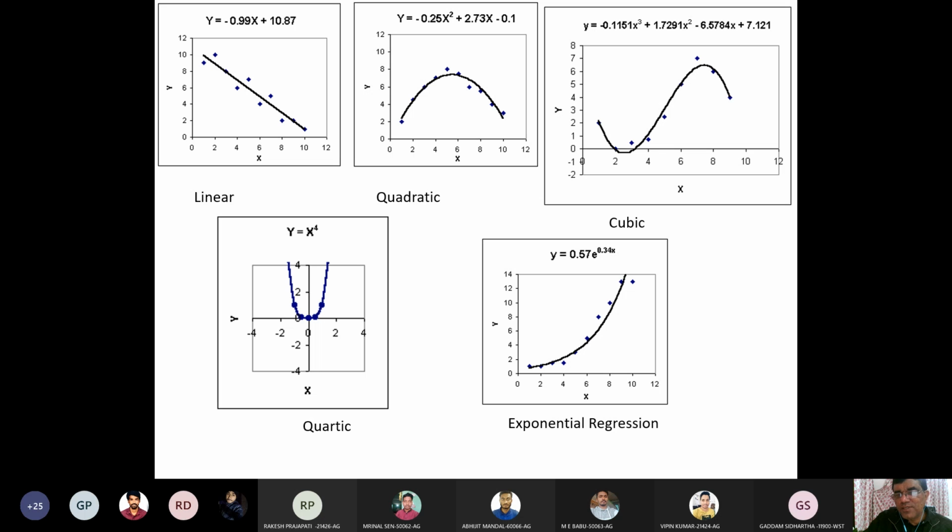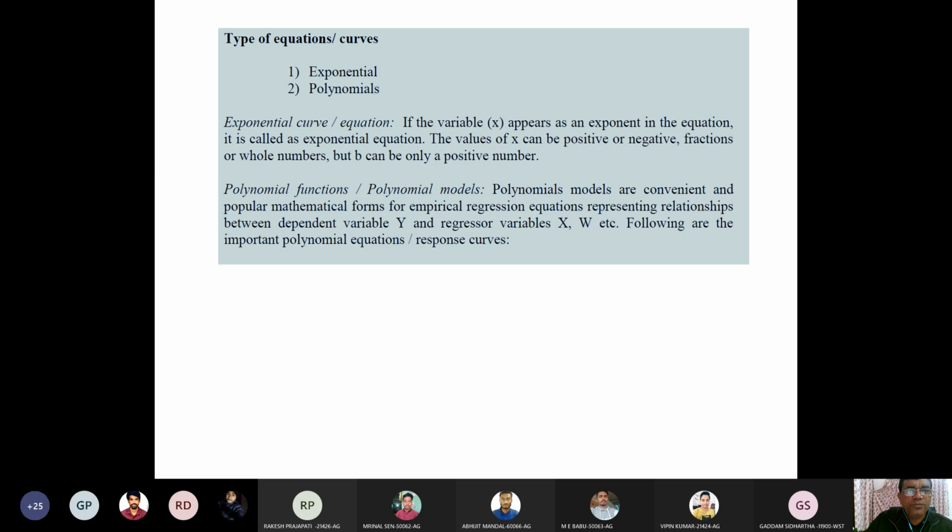In this case, you can see the power of the e is the variable itself, e power 0.34x. So in this case, the variable is the exponent. So you have two kinds of equations or two kinds of curves. One is the exponential curve or equation, and the other is polynomial functions or polynomial models. There are two kinds of curves or equations.